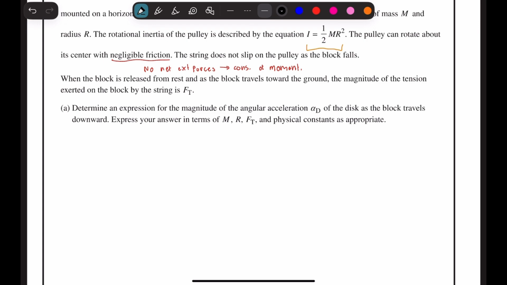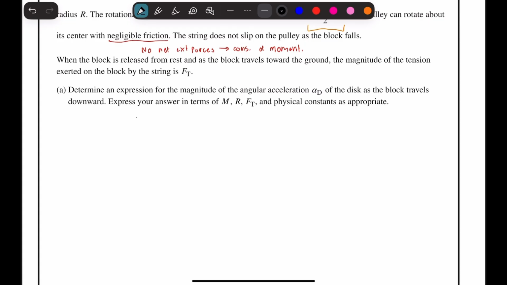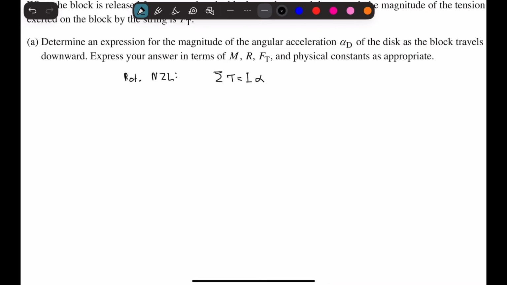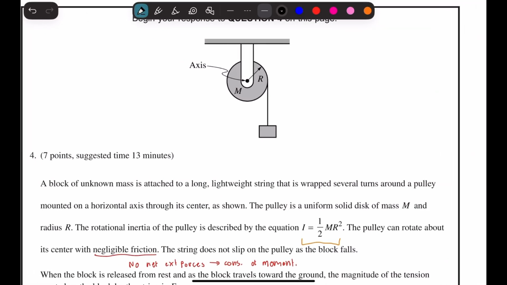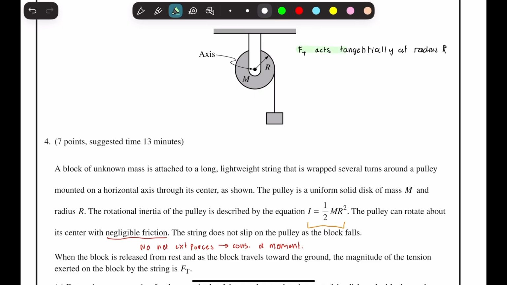Okay, so what we can do is start with the rotational version of Newton's second law, and that's going to be the sum of the torque is equal to the moment of inertia times the angular acceleration. Now, what we have to do is identify the torque. So we can see that the tension force Ft acts tangentially at a radius r. We can see that here, Ft.